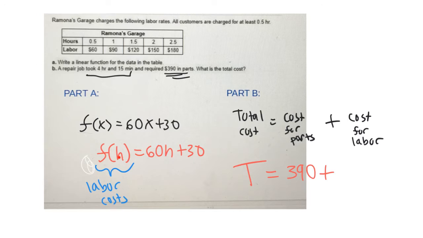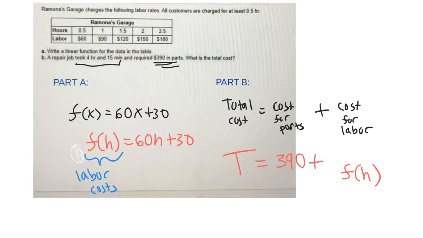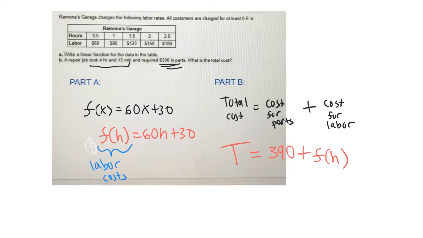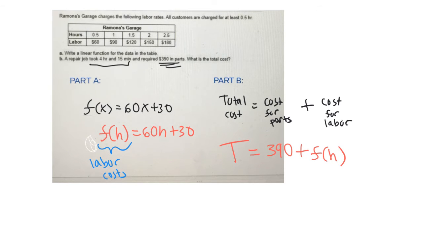Now the cost for the labor is over here. So we're going to say 390 plus f of h. Now at the end of the day, that is going to be our answer, okay? It's going to be 390 plus f of h. But f of h, we have to figure out. The repair job took 4 hours and 15 minutes. Well, how much is the labor going to be if the hours is 4 hours and 15 minutes? Well, let's be very clear. 4 hours and 30 minutes.